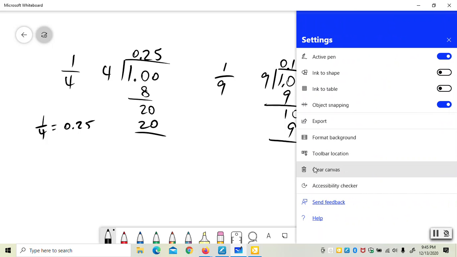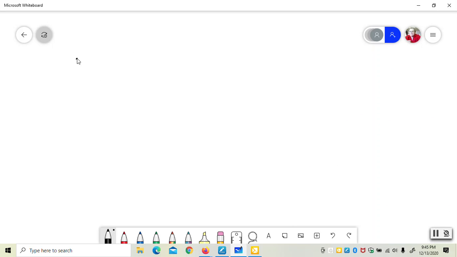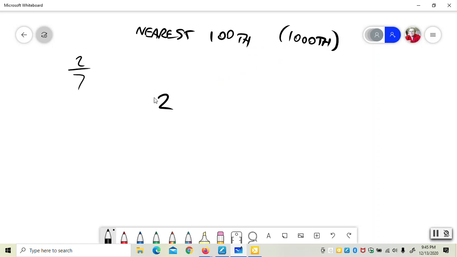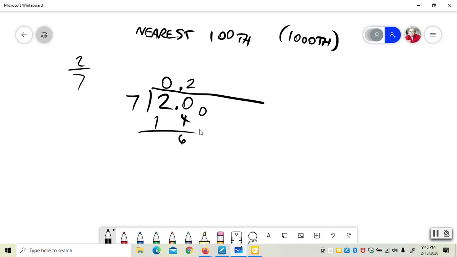Third possibility is you go until you go to the specified place. Like if I said nearest tenth. Well, no, let's not do that. That's not too interesting. Nearest hundredth. So you will have to take it one more place out to know how to round. So I'm going to put in 2 inside the bracket because it's a numerator. Put the 7 outside. 2 times 7 is 14. That leaves you 6. This is my tenths place.